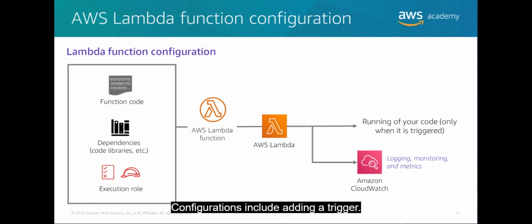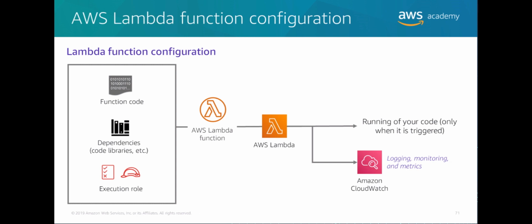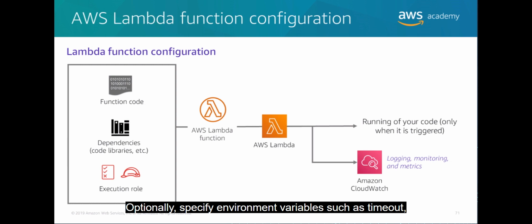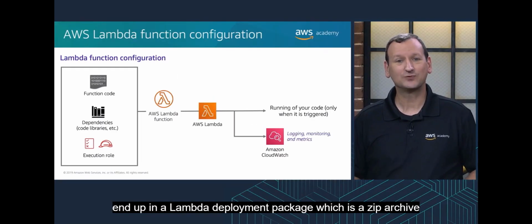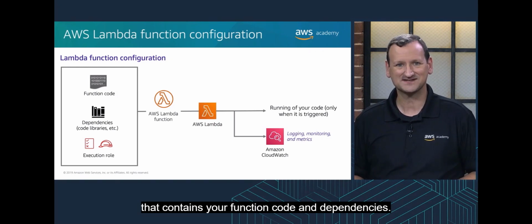Next, you configure the function. Configurations include adding a trigger. You specify one of the available event sources. Add your function code, either by using the provided code editor or uploading a file that contains your code. Specify the memory in megabytes to allocate to your function. Optionally, specify environment variables, such as timeout, the specific VPC to run the function in, and other settings. All of the settings just mentioned end up in a Lambda deployment package, which is a zip archive that contains your function code and dependencies.